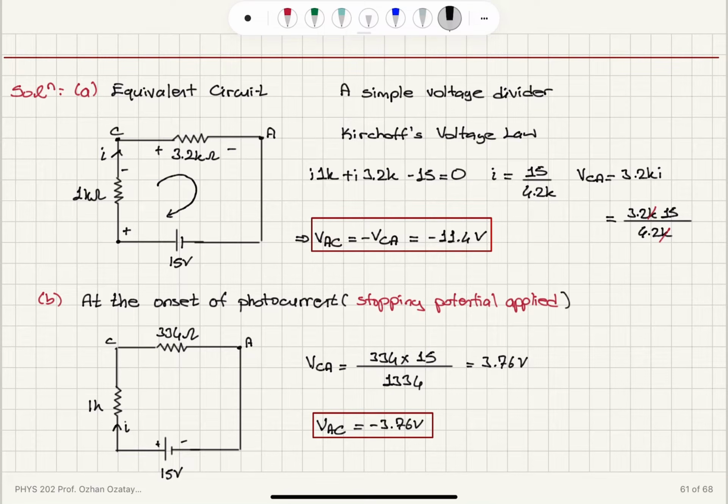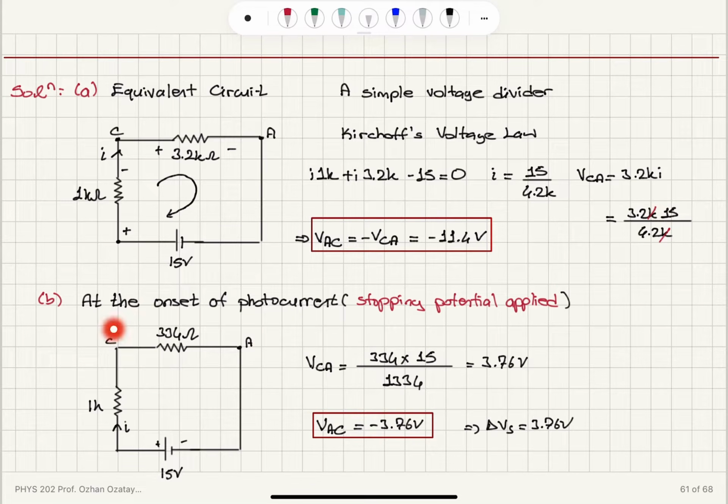So this gives us our stopping potential. Therefore, our stopping potential, delta Vs, is 3.76 volts. But the answer is minus 3.76 volts for the voltage of the anode with respect to the cathode in this scenario. So that's the onset of photocurrent. That means I just have a negligible current flowing here. So the equivalent circuit did not change, because I have just started observing a current.